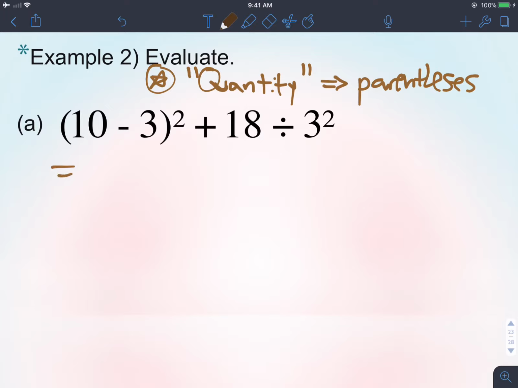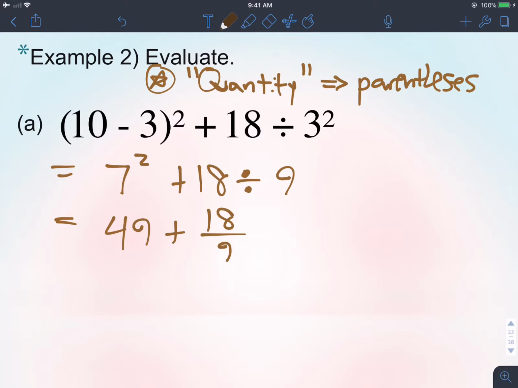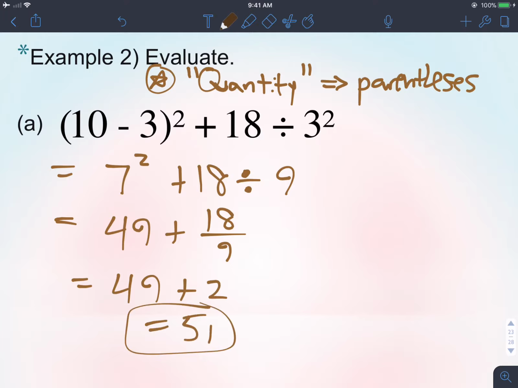I think that 10 minus 3 is 7 plus 18 divided by, and 3 squared is 9. So I kind of did parentheses and exponents. 7 squared is 49 plus 18 divided by 9. 18 divided by 9 is 2, and I think this whole thing is 51. So you just go through your steps and you get better at it.